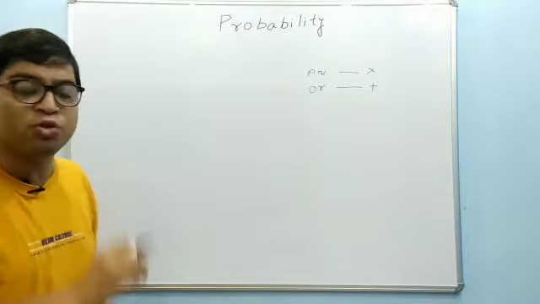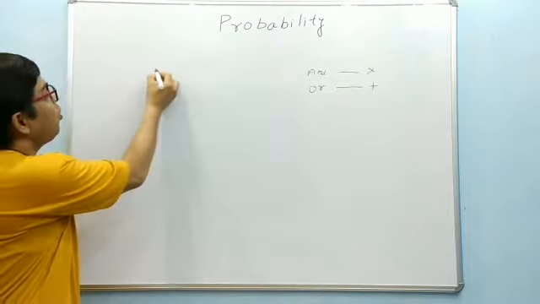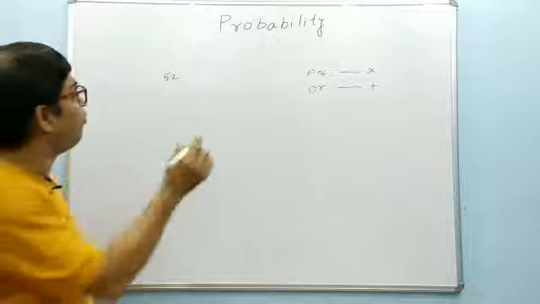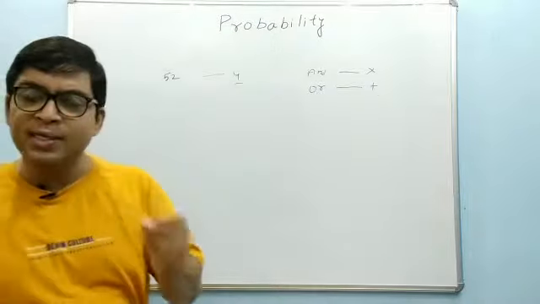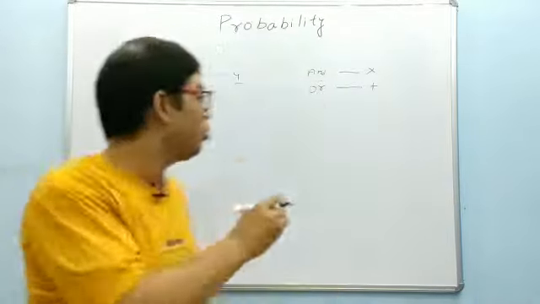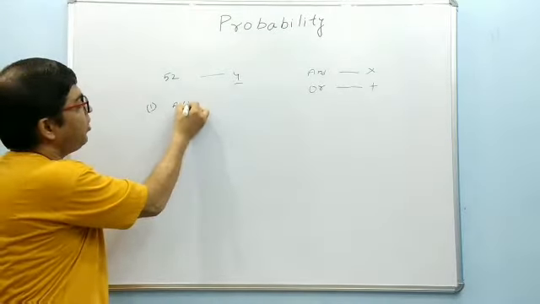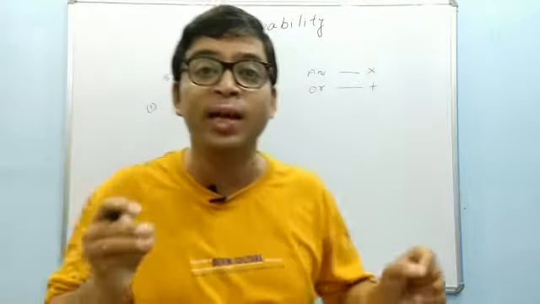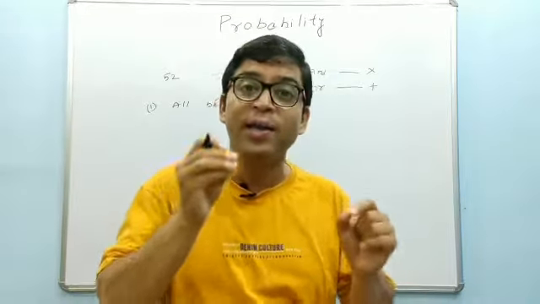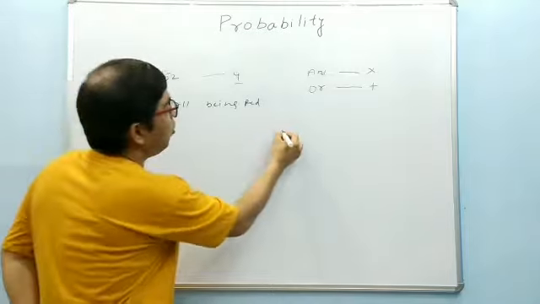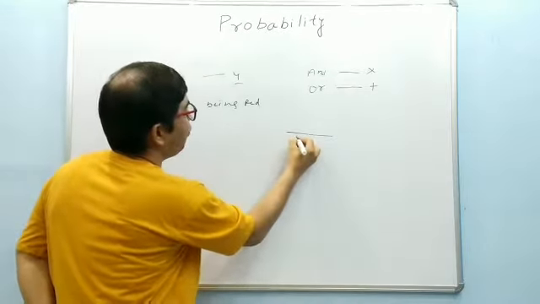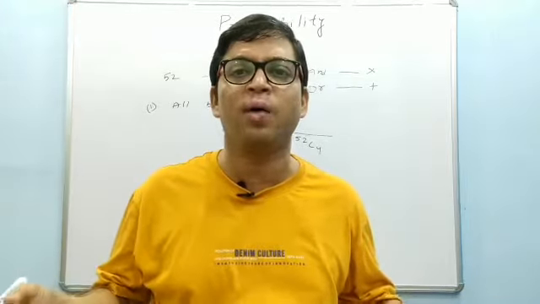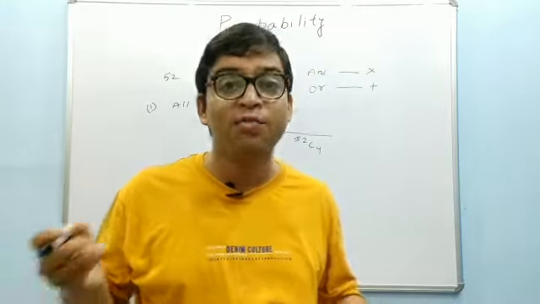Now one particular question I am taking: out of 52 cards we are selecting 4 cards. What is the probability of, question number 1, all being red? I have told you all the time, firstly you find the total outcome. Total outcome is 52C4. That is very simple to find. Out of 52 cards I have to select 4 cards.